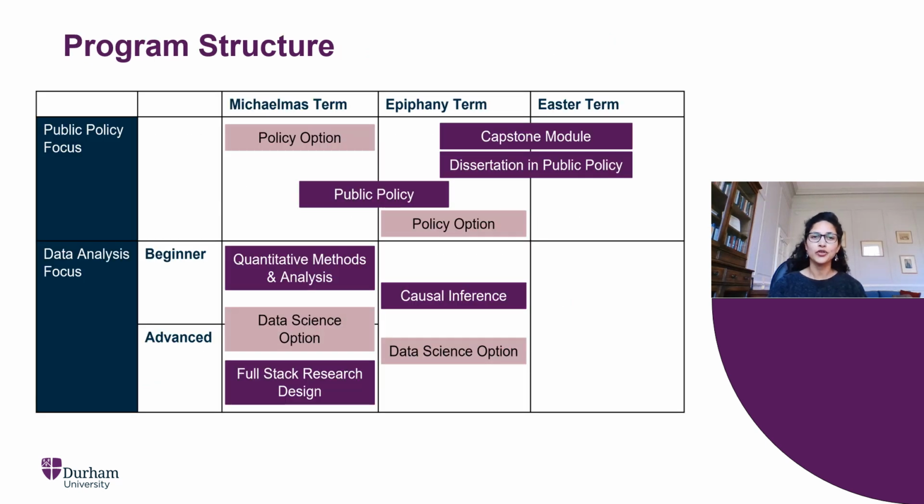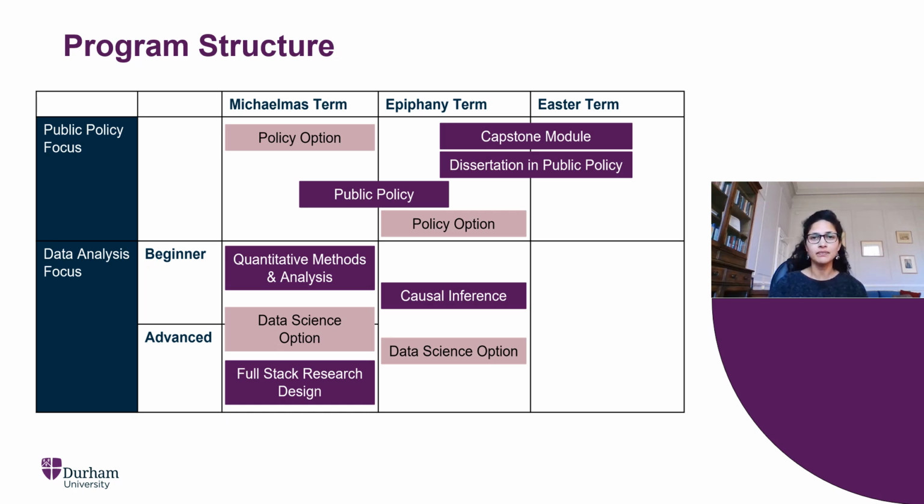Let's take a look at how the program is structured. In the first term, we start with one core module, public policy, on the policy track and one of two options from the data analysis track. If you are more at a beginner level, the core module would be quantitative methods and analysis on the data science track, and if you are at a more advanced level, you will take the full stack research design module. This provides all students with a common foundational understanding of shared issues, public policy concepts and cases, and data analysis skills, with students from both data analysis tracks still having an opportunity to interact with each other and learn together.